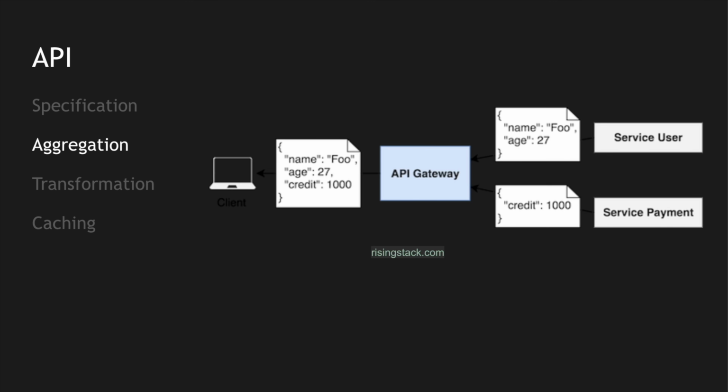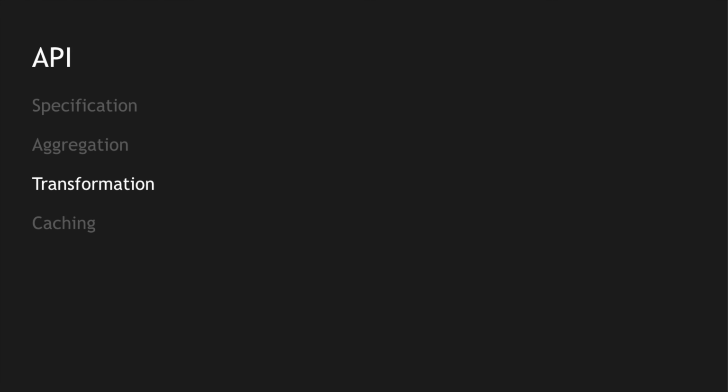So there are two different API calls which are done in the backend, and those two responses are aggregated and then sent to the user as a single response. From the user's perspective, it's a single API call or a single request, but underneath we have done multiple calls and then aggregated. So API gateways can do aggregation as well. The next one is transformation.